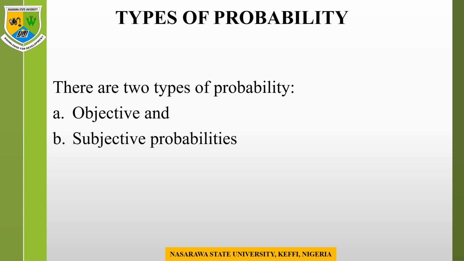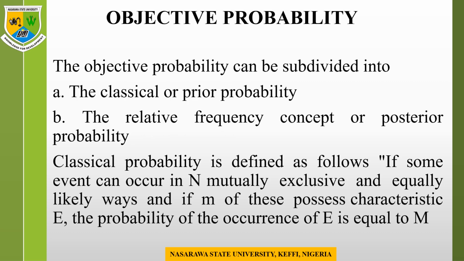And we also have subjective probability. Subjective is not using any numerical value. You are using your judgment, personal judgment or discretion. So let's start with the objective. The objective probability can be divided into two: we have classical probability and we have relative frequency probability.